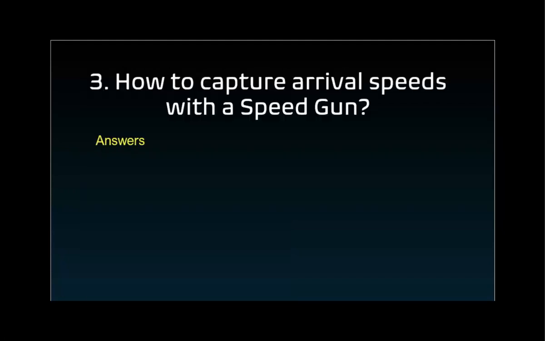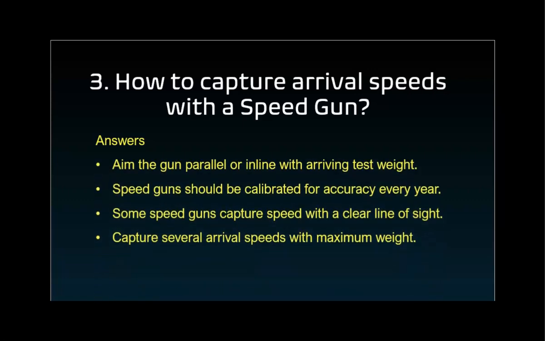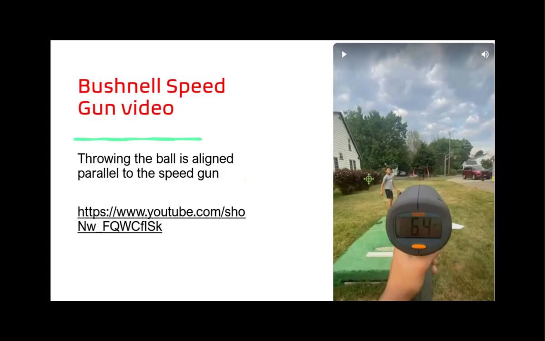Next question. How can we capture arrival speeds with a speed gun? Well, the answers include: aim the gun parallel or in line with the arriving test weight. And we recommend you use test weights, not zipliners, to test your speeds. Speed guns should be calibrated every year for accuracy. Some speed guns can capture speed with just a clear line of sight, so they can be perpendicular to the zipliner. Capture your arrival speeds with the maximum weight, because weight does make a difference. And temperature is also a factor. Let's look at this Bushnell speed gun video.